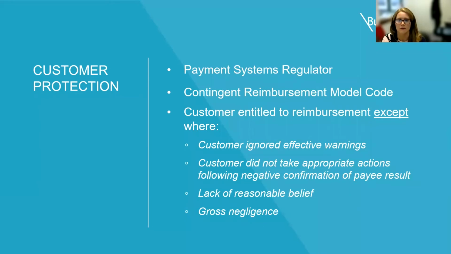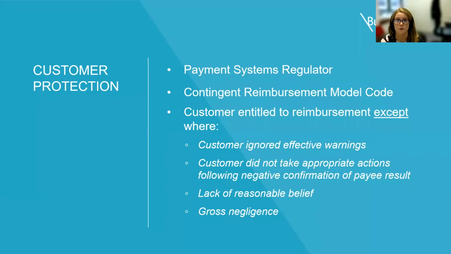So as a result of the code and the exceptions to reimbursement, there has been inconsistency in the way this principle that customers should be reimbursed for APP fraud has been applied to customers, and 2 banks may choose to treat a customer differently on the same set of facts.